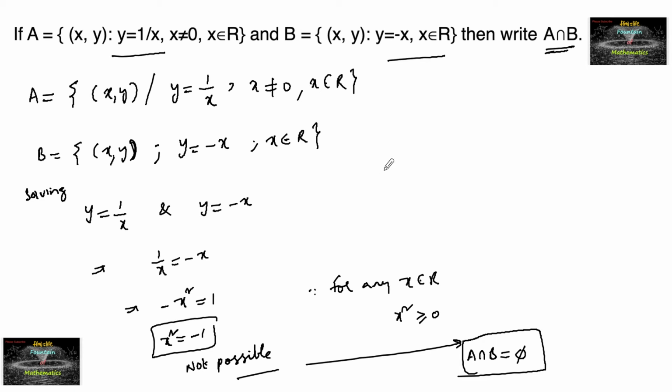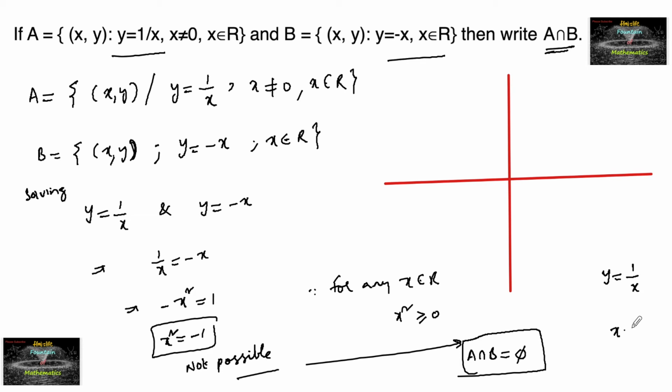And also graphically we can verify this. For the graph of y is equal to 1 upon x, since y is equal to 1 upon x or x is equal to 1 upon y, as x tends to 0, 1 upon x tends to infinity, and again as y tends to 0, 1 upon x tends to infinity. So the graph can be taken like this. This is how the graph you can check by taking some values.